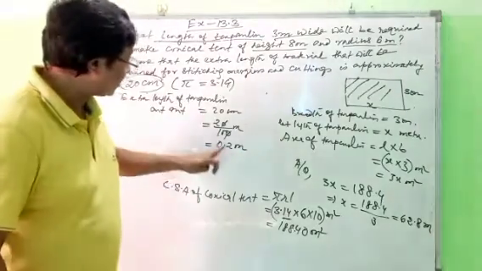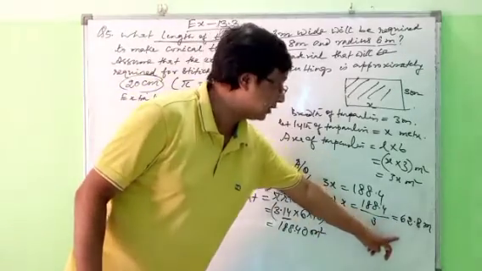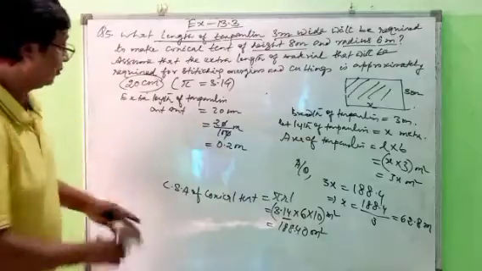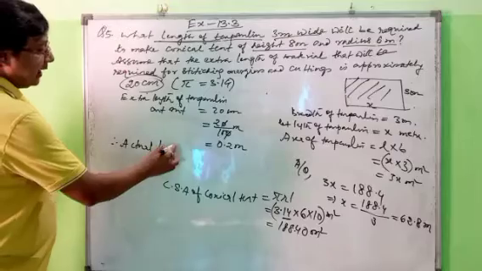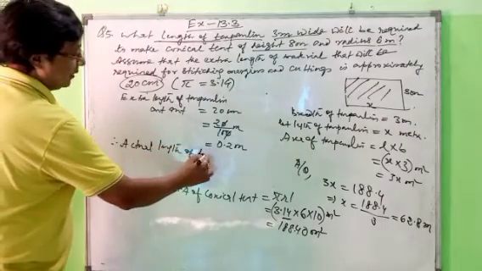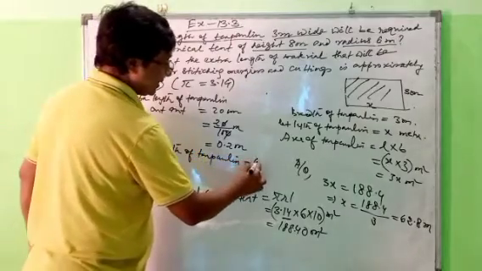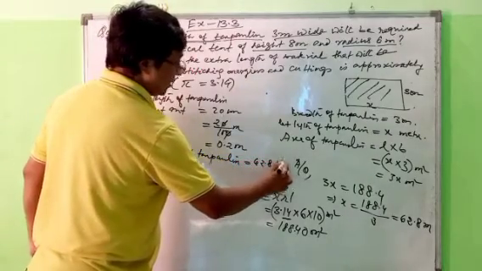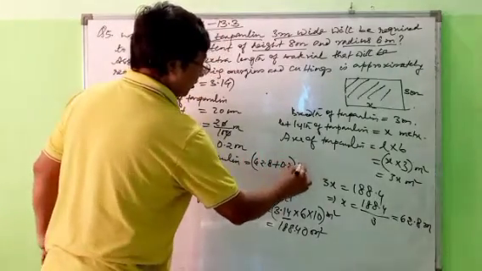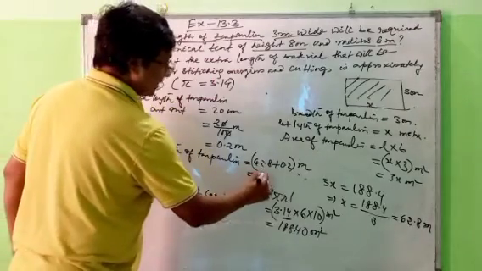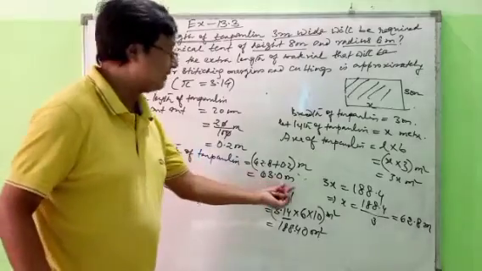So you will add this 0.2 with the length of the tarpaulin that was used to make the conical tent. So this, and then plus 0.2. Therefore, actual length of tarpaulin equals, so you add 62.8 plus 0.2 meter. You will get 63.0 meter. So your answer is 63 meter.